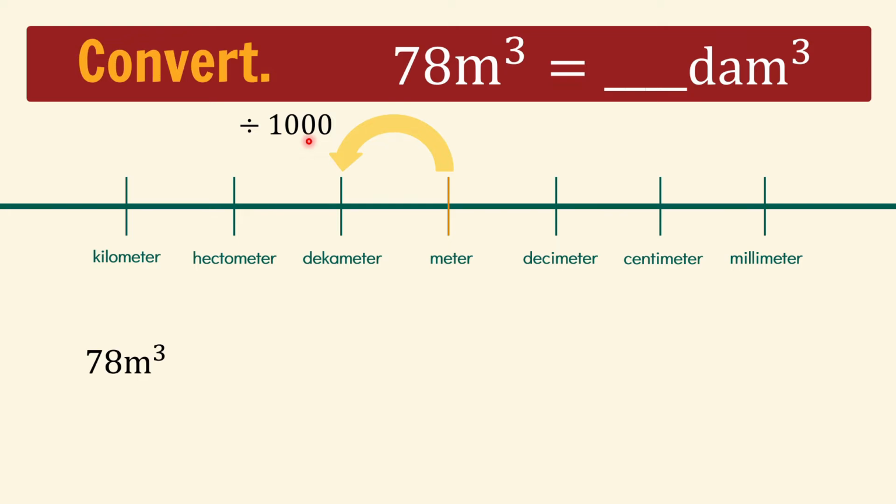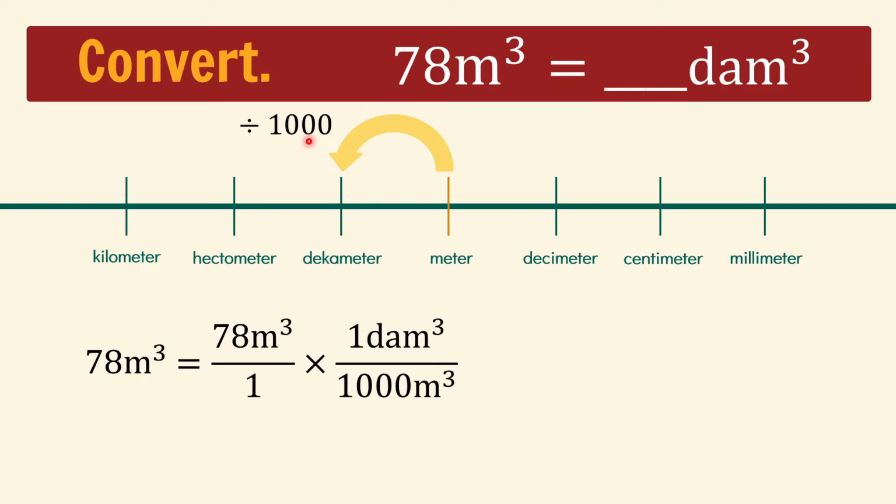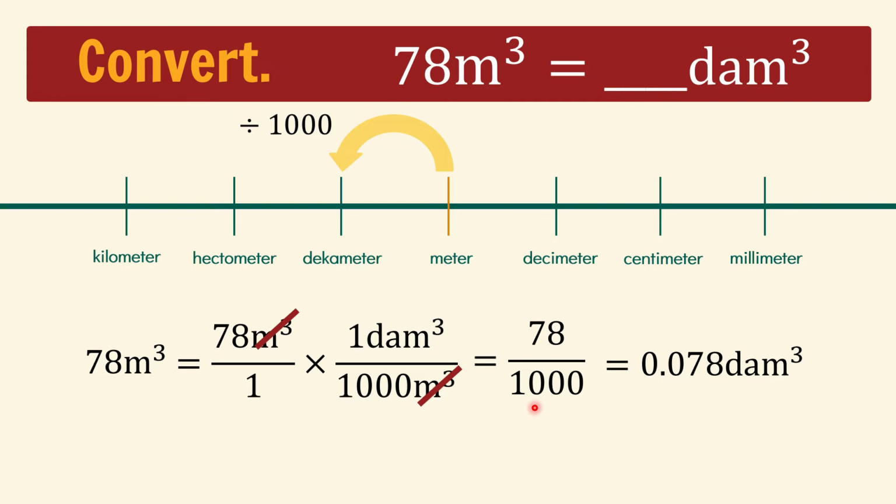So using the factor label method, 78 cubic meter is equal to 78 cubic meter over 1 times the equivalent relation of conversion, which is 1 cubic decameter all over 1000 cubic meter. So canceling the similar units and multiplying the fractions, we get 0.078 cubic decameter or 78 thousandths cubic decameter.